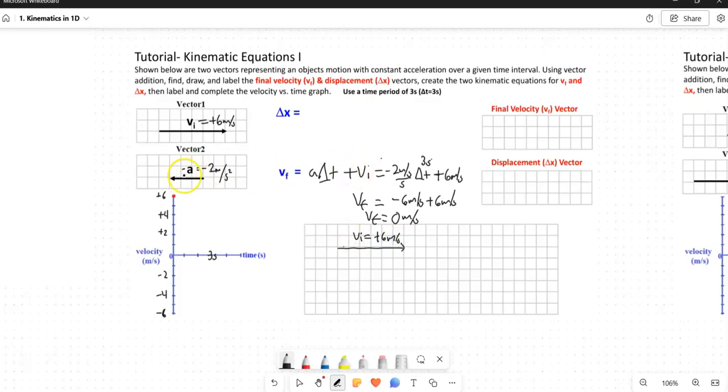Now we're going to have 3 of these acceleration vectors, right? Because it's 3 seconds. So I'm going to take this acceleration vector and I'm going to use red. Here's one acceleration vector. Here's 2 acceleration vectors.